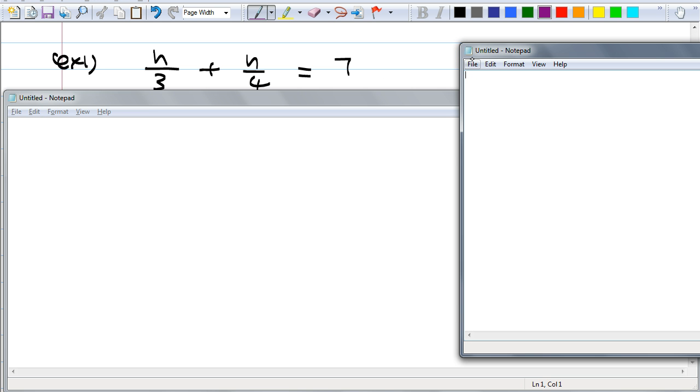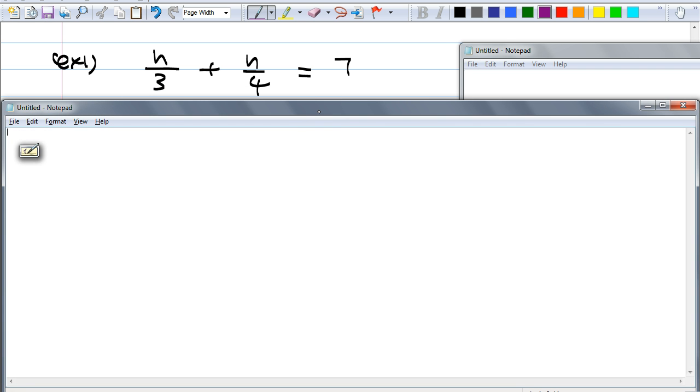So let's take a look at example 1 here. As you can see, we have n over 3 plus n over 4 equals 7. Now, is this equation similar to what we had yesterday? No. Last time we had a fraction equal to another fraction, right? That's when we did the cross multiplication. Do you guys remember that? But that's really multiplying both sides by the LCD.